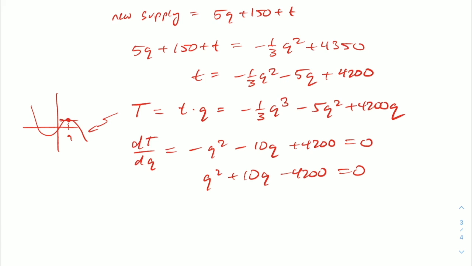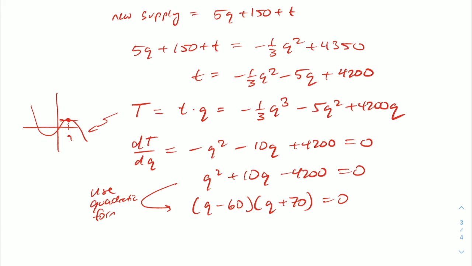The reason I did this is I want to factor this, and I'll get Q plus something, Q minus something equals 0. And the two numbers got to multiply to negative 4200 and add to 10. So that's going to be negative 60 and plus 70. You could also use the quadratic formula if you wanted to, or you could factor like I did.